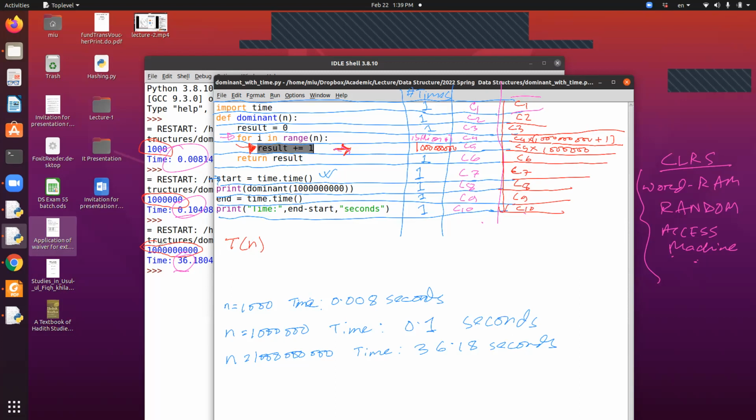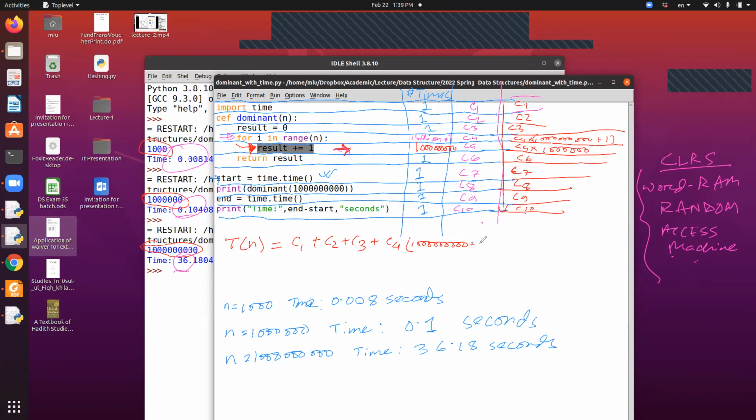Because the value of n is getting changed, and when the value of n is getting changed, the time is also getting changed. That's why it is a function of n. Very easy. Okay, so Tn is equal to c1 plus c2 plus c3 plus c4 into 1 billion. Am I right?